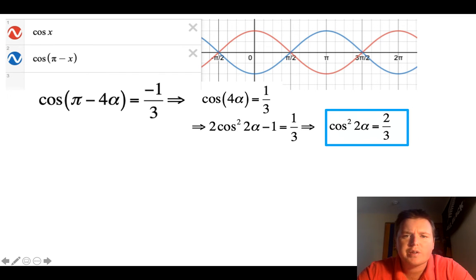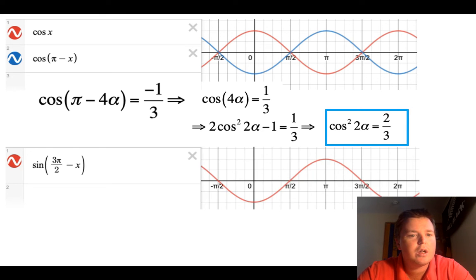Note that in these questions, we don't actually have to find alpha. If I went and square rooted this and said cosine 2 alpha is equal to plus or minus root 2/3, I would then need to think about the quadrants and go, okay, is it the positive or the negative? But we'll look at that in the second question.